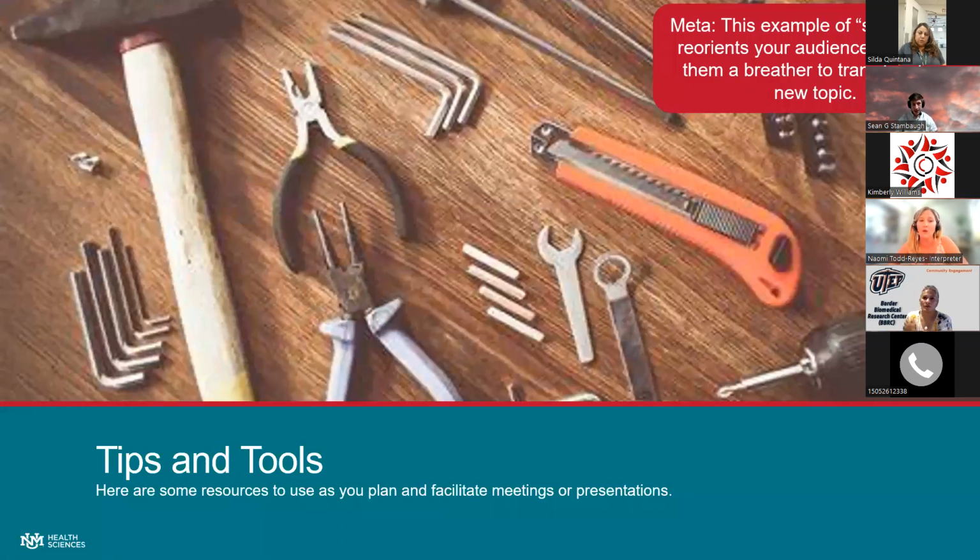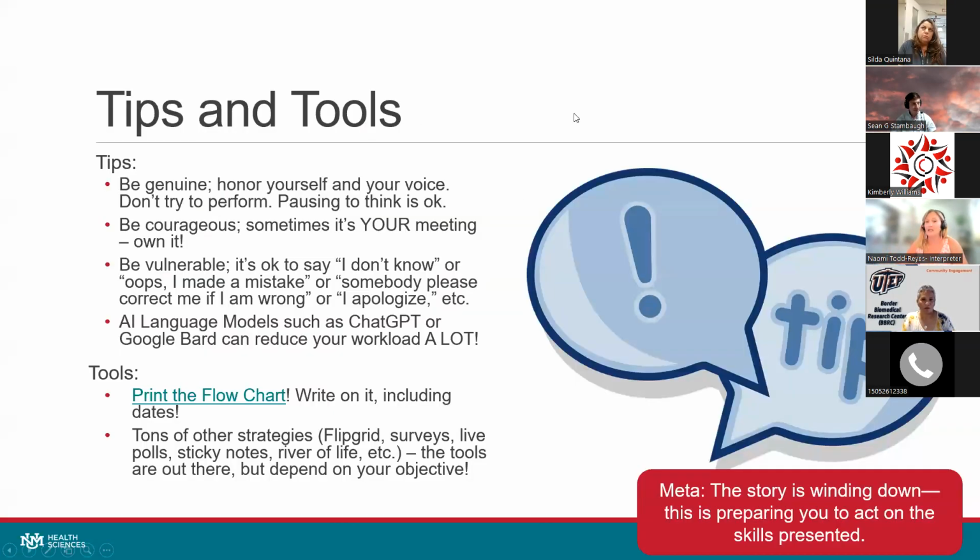And as we come to the end in our last couple of minutes, just a few tips and tools. Again, with some more signposting. So, you know, I'm switching gears again, going from facilitation to tips and tools. The best advice I can give is to be genuine. People can see through performance pretty quickly unless you're a really good actor. So just be genuine with yourself, your voice, your body, your beliefs, your culture. Be genuine, honor yourself.